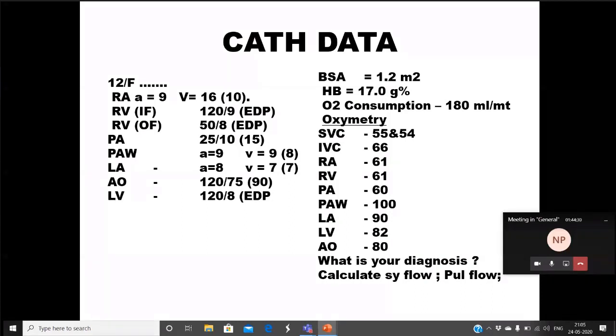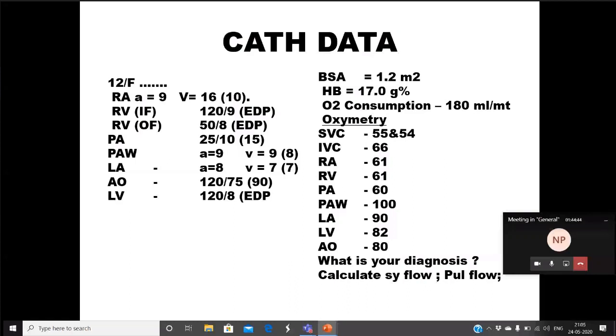Yeah, there is a minor difference. Yes, that's a restrictive ASD. Okay, and it is a right to left shunt, sir. That's why the desaturation, because right atrial pressure is higher than that of the left atrial pressure. Okay, sir.